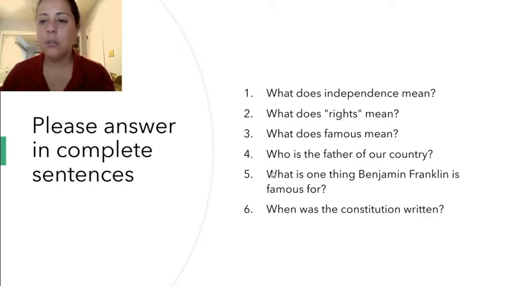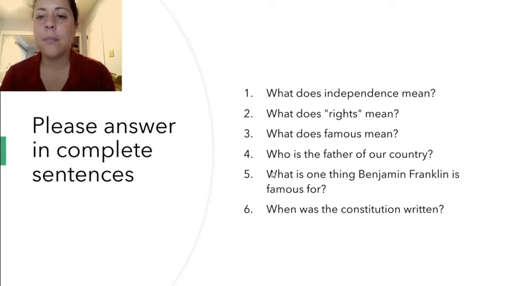Number 4. Who is the father of our country? Answer. George Washington is the father of our country. When you ask who, you are asking for a person. Remember, when you ask a question, what, who, when, you are asking for more information. You are not asking a yes or no question. So, when you ask who is the father of our country, the answer is George Washington is the father of our country.